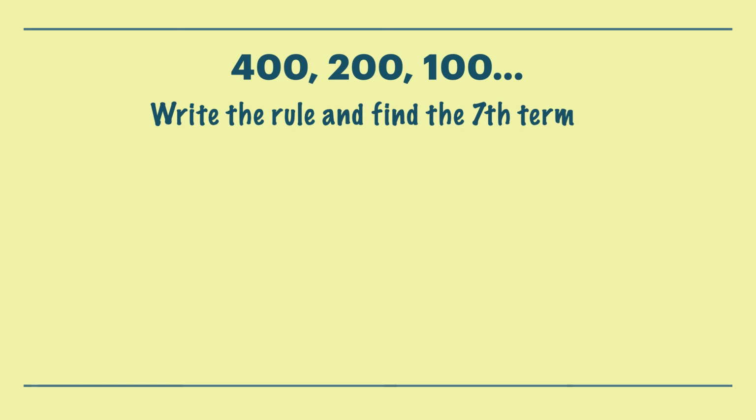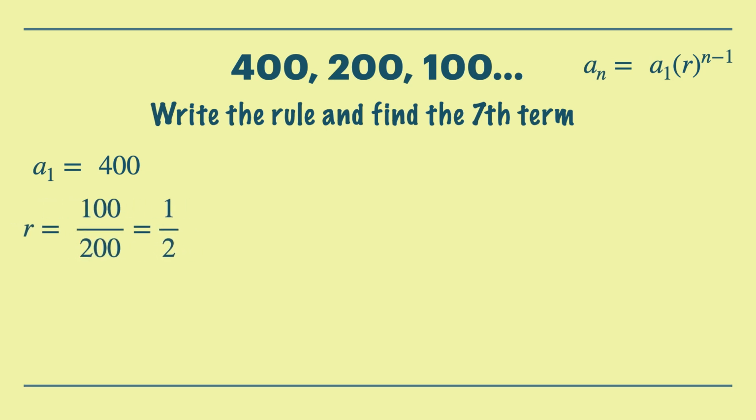All right, so now we're going to look at this sequence, 400, 200, 100, and we are going to write a rule and find the 7th term. We always have to write what is the first term and what is the common ratio. So the first term is 400. The common ratio, remember I'm going to the very far right and doing 100 divided by 200. Reduce that, and my common ratio is 1/2.